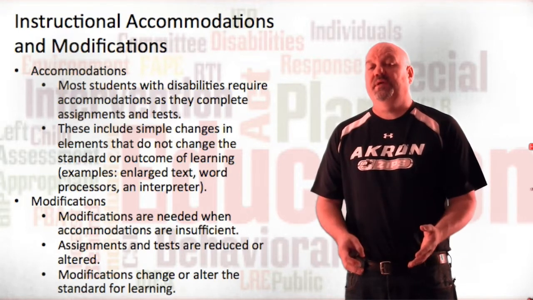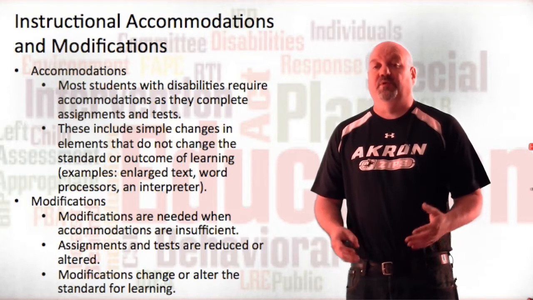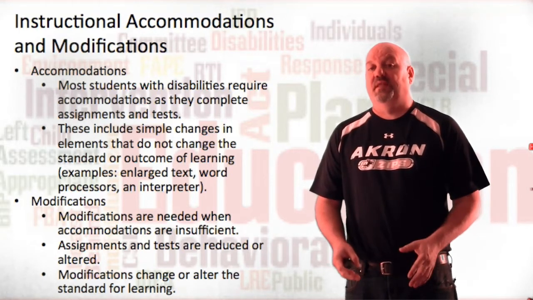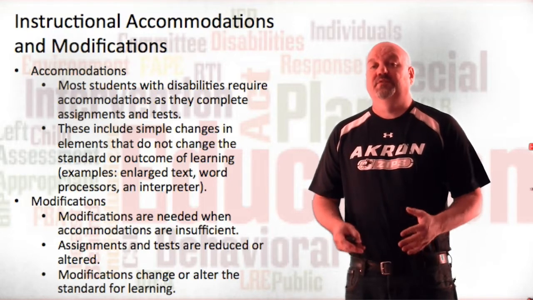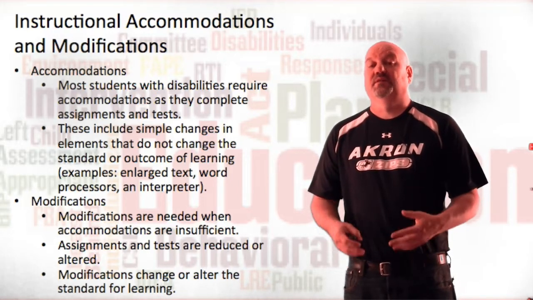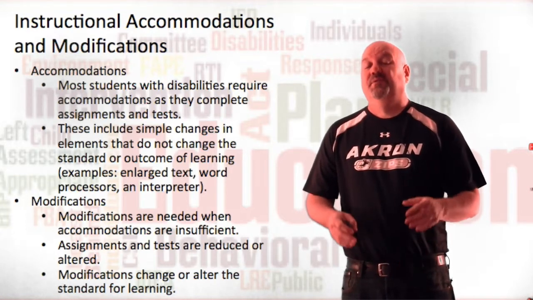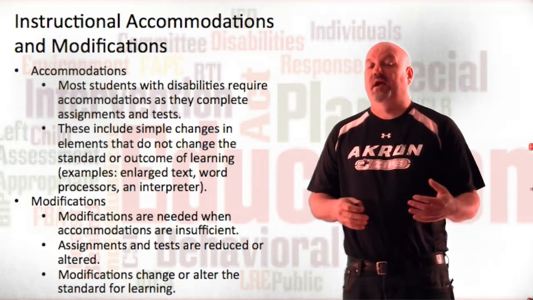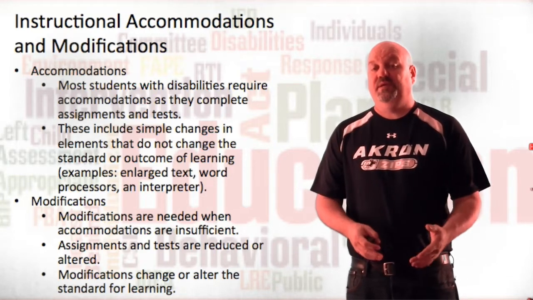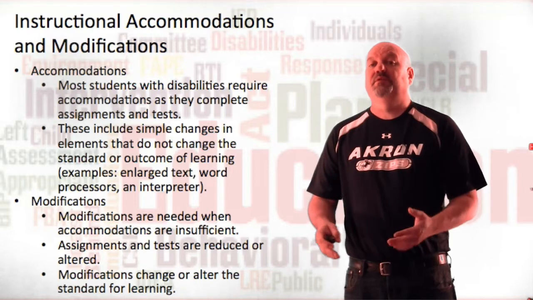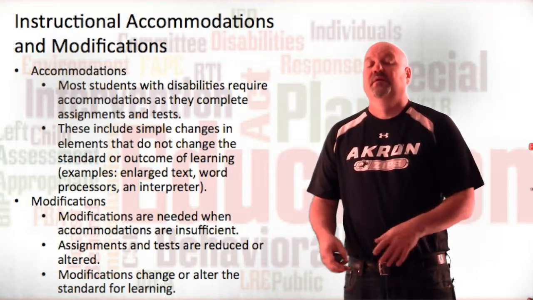An example would be if you had an 8-page paper required for students at the 9th grade level, an accommodation might be you provide the student with an additional week to complete the assignment. They still have to do that 8-page paper, but they're going to get an extra week, maybe to help organize, to help complete the task. A modification would be to cut that assignment maybe to a 3-page paper. The standards are completely different.